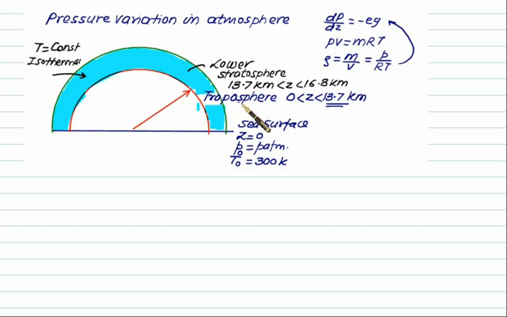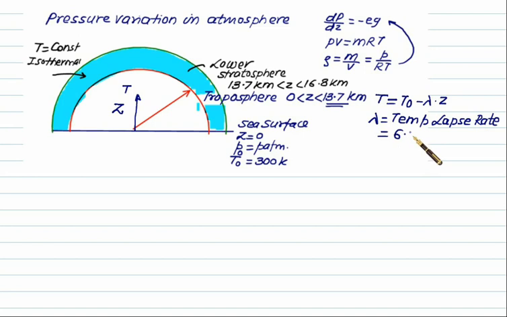In the troposphere, 0 to 13.7 kilometers, the temperature changes according to a linear law. Suppose we have temperature T0 at sea level; at any altitude z inside the troposphere, the temperature is T0 minus lambda times z. This lambda is called the temperature lapse rate. This equation is only applicable in the troposphere, and on average this value is 6.5 Kelvin per kilometer. It means that if you move vertically by 1 kilometer, the temperature will drop by 6.5.